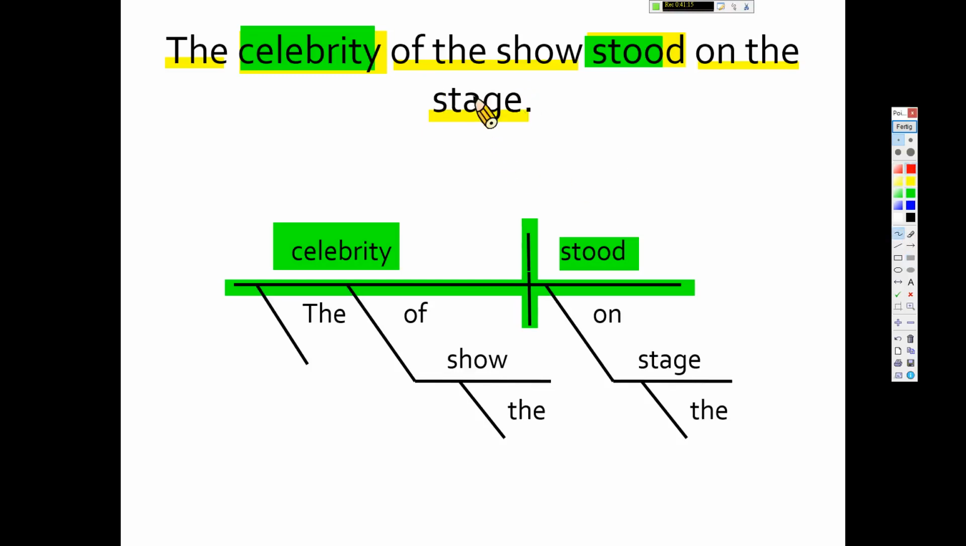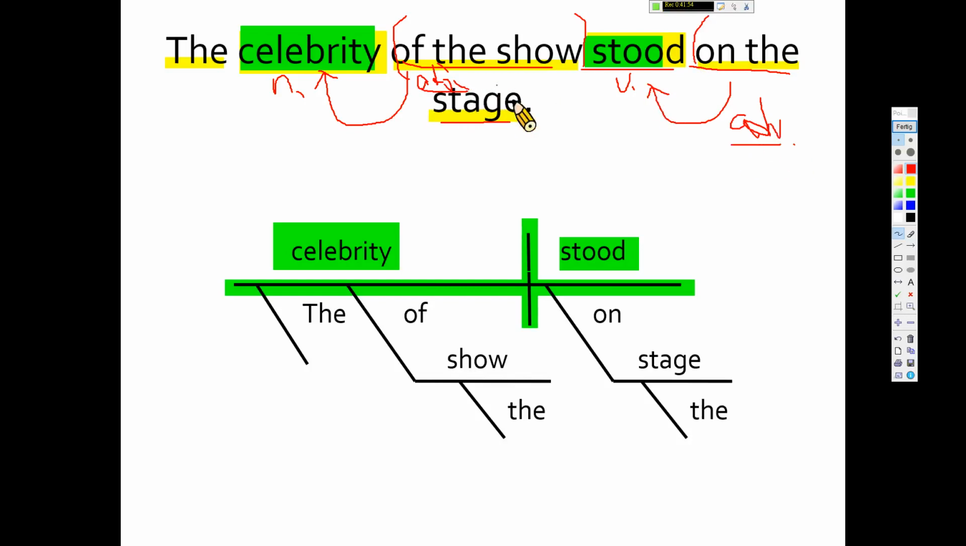Of the show is a prepositional phrase. It is used to modify celebrity, and because this is a noun, anything that can be used to modify a noun is an adjective. So of the show is an adjective, no problem. And stood is a verb, and the only thing we can use to modify a verb is an adverb. That's why we say a prepositional phrase can have only two different kinds of speech, either an adjective or an adverb. Okay, so now let's move down here to take a look.